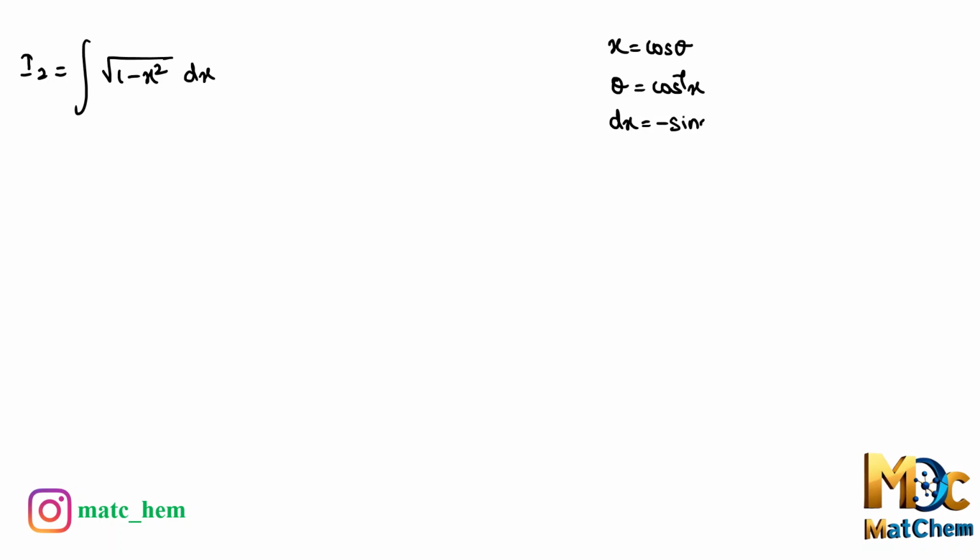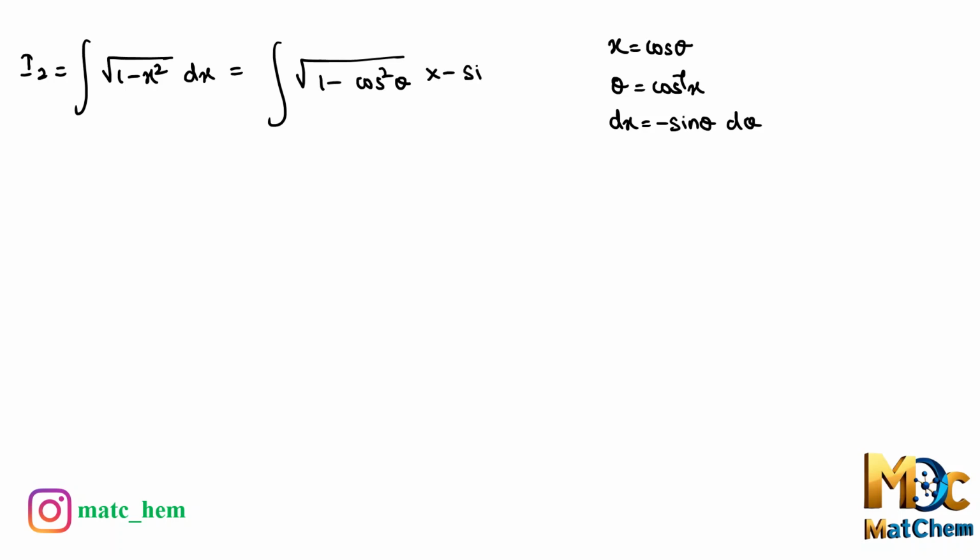So what is I2? I2 is equal to integral of square root of 1 minus x square dx. In order to solve this, we can do a substitution. How? If we put x is equal to cos theta, that is theta is equal to cos inverse x, and if you find dx, it is equal to minus sine theta d theta. So this can be replaced as integral of square root of 1 minus cos square theta. What is dx?